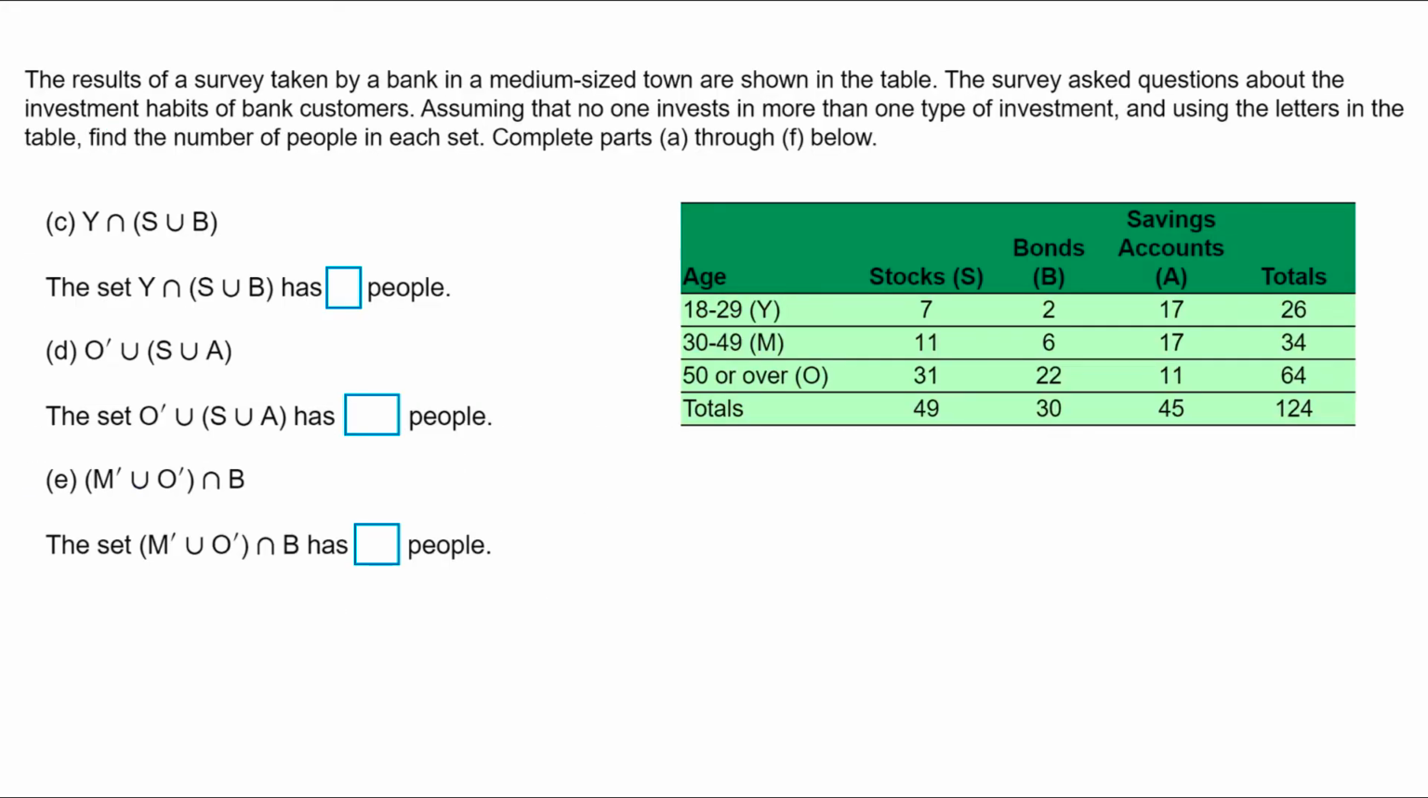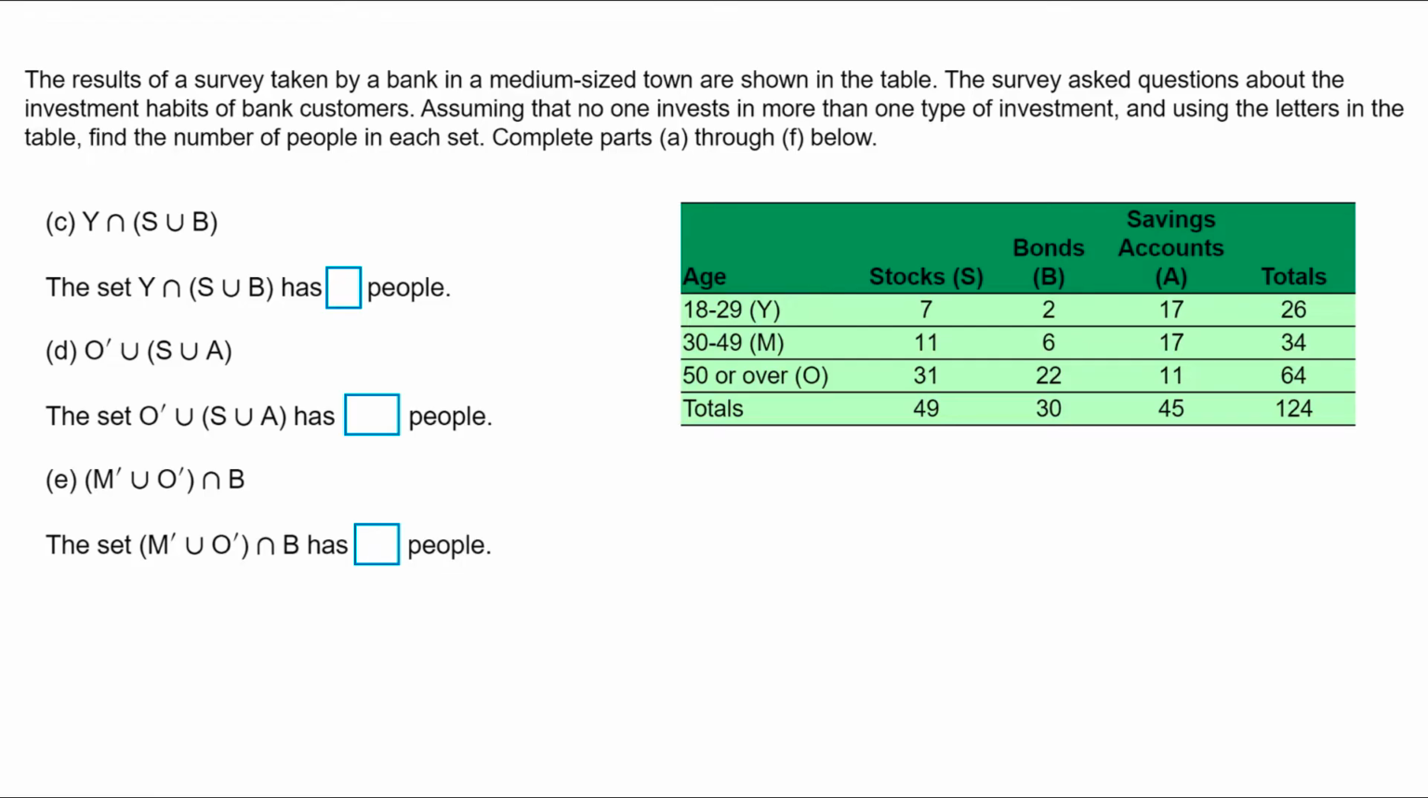All right, the results of a survey taken by a bank in a medium-sized town are shown in the table. The survey asked questions about the investment habits of bank customers. Assuming that no one invests in more than one type of investment, and using the letters in the table, find the number of people in each set. All right, so we won't do parts A and B. We're going to skip down to parts C, D, and E.